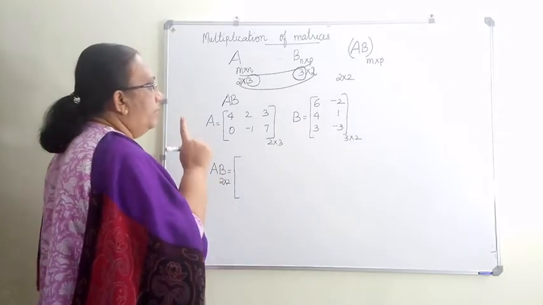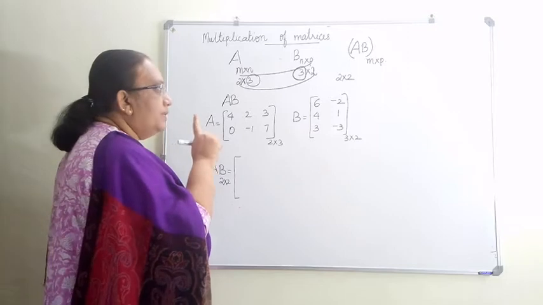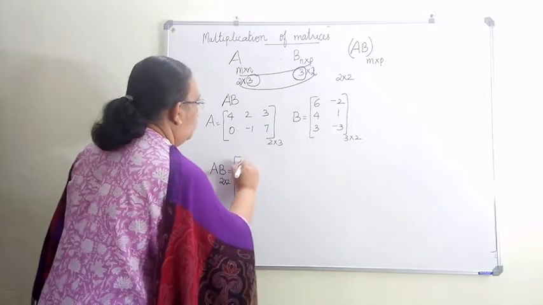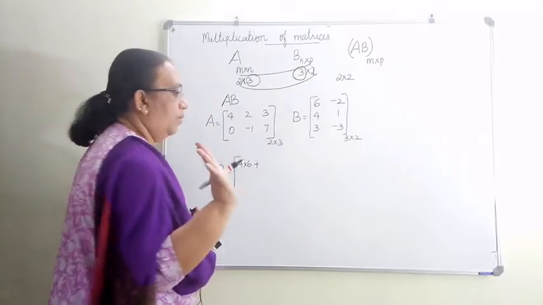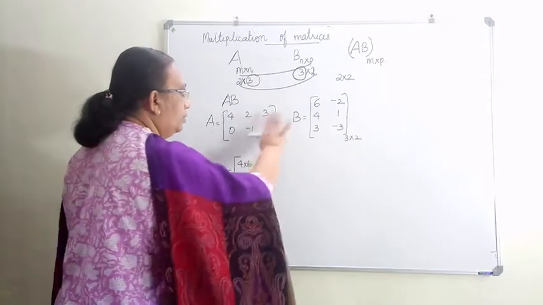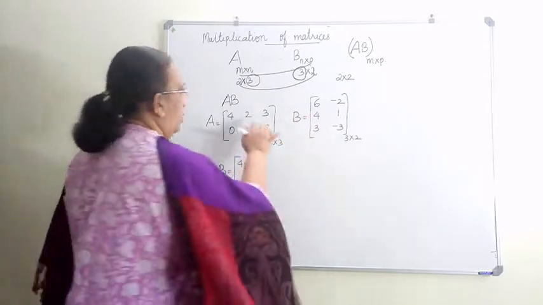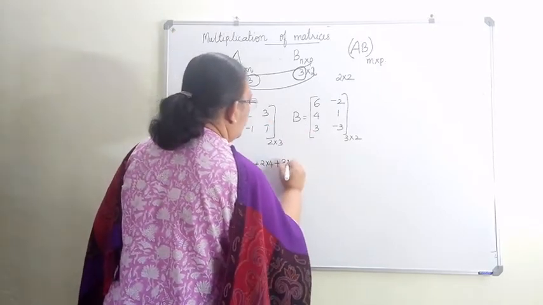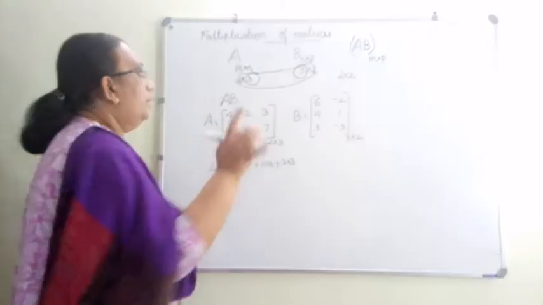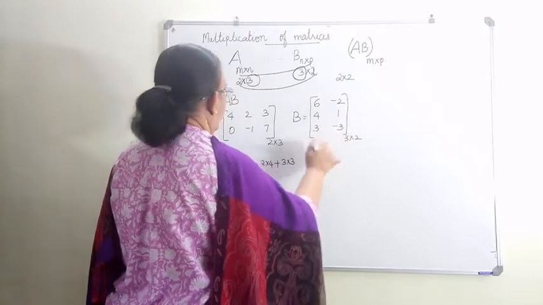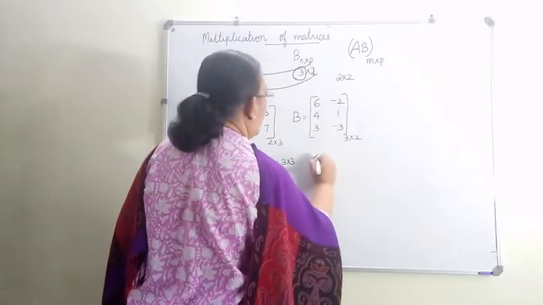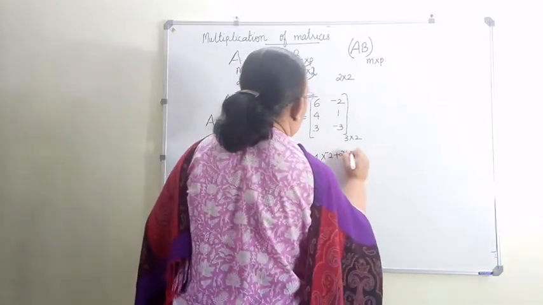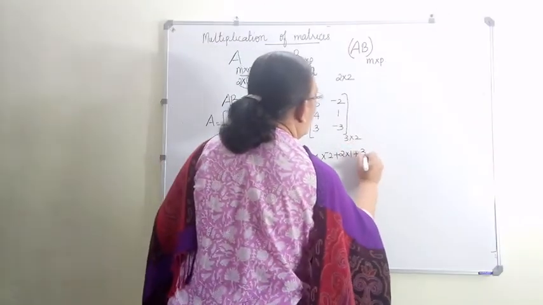Okay. How do you do it? Always remember the pattern of 7. Row, column. Row, column. So, 4 into 6 plus, whatever be the next sign, don't think about it, at once put the plus sign: 2 into 4 plus 3 into 3. Done. Then go to the first row and the second column. Leave a space. That is the second element. 4 into minus 2 plus 2 into 1 plus 3 into minus 3.